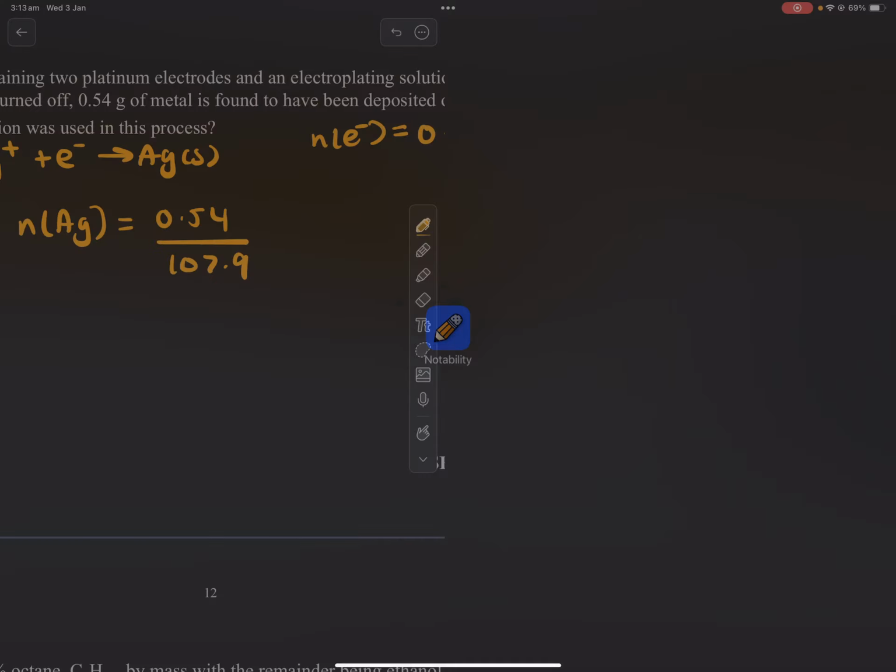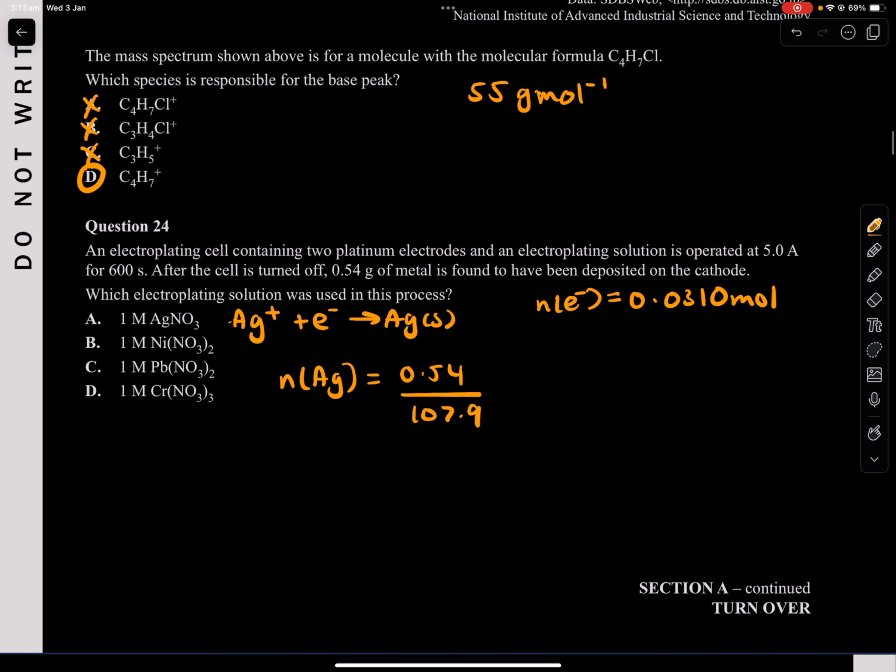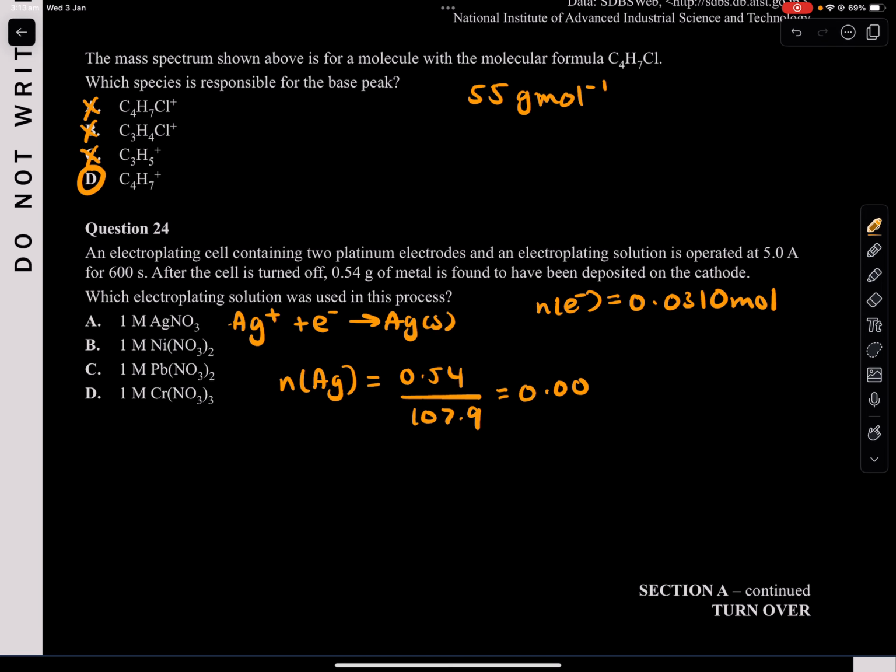So what's 0.54 divided by 107.9? That's 0.005 mole. And because it's a 1-to-1 ratio, it should be equal to the number of moles of electrons. This is not equal to that, so that's rubbish. It's not this solution. We will try this method for all of them.